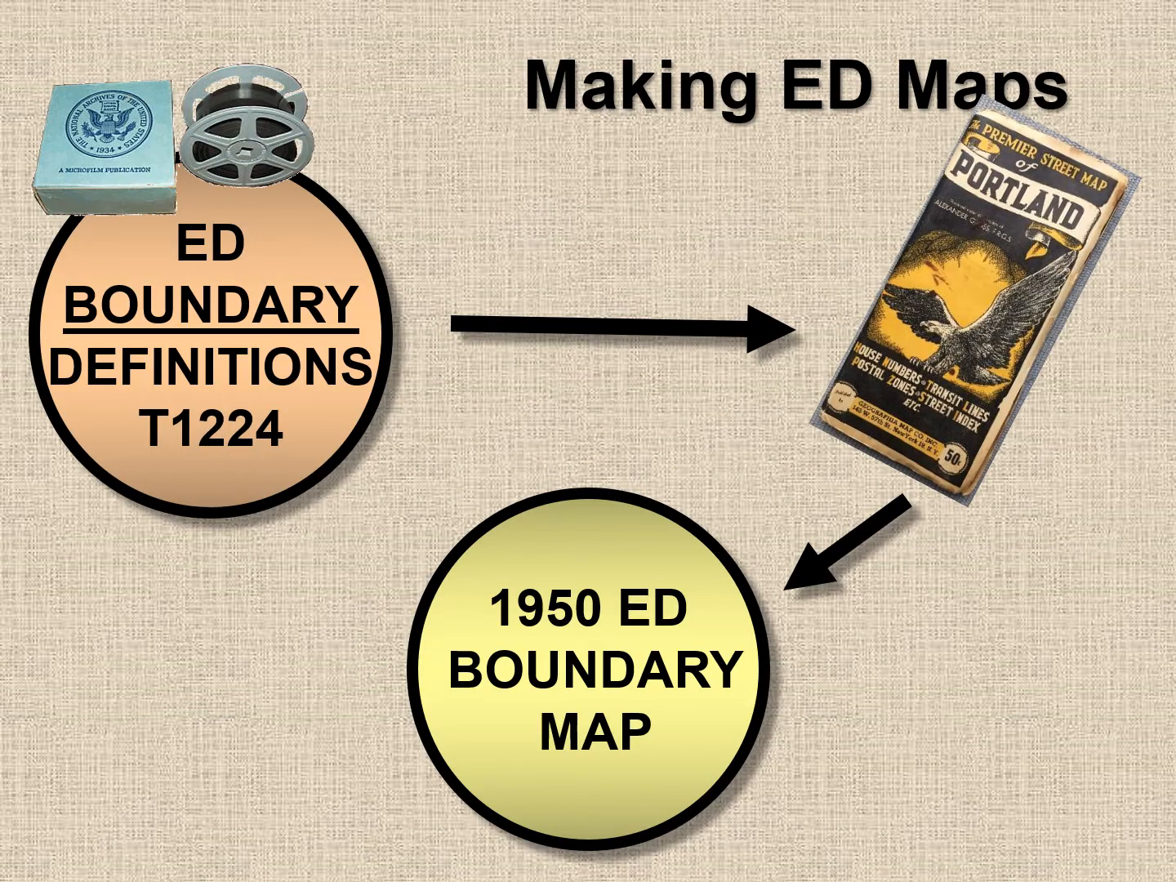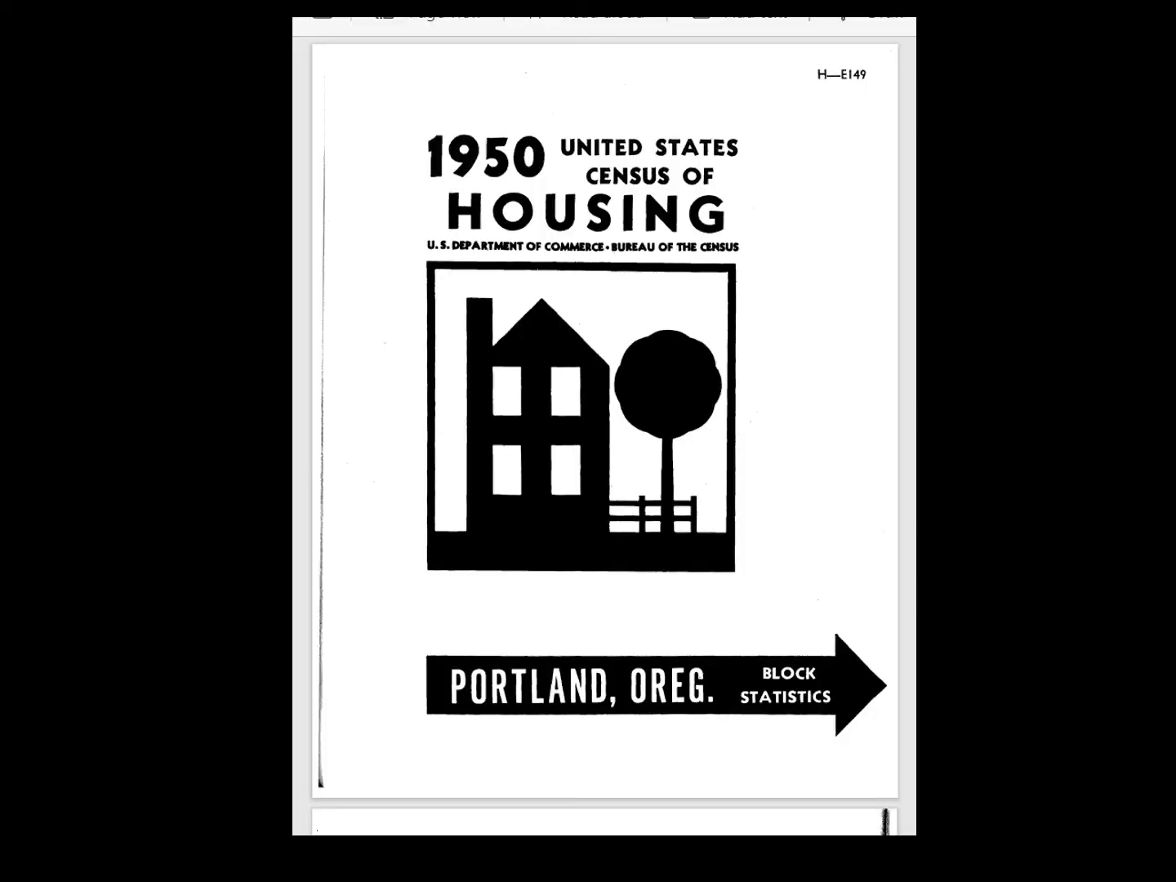So if we have the ED boundaries, we could, on a circa 1950 map, draw them on that map and create our own enumeration district map for Portland. The problem here is that a lot of these maps that I have, and I have a good map collection, are going to be copyright. And I wanted to find something that is non-copyrighted to put online to help people.